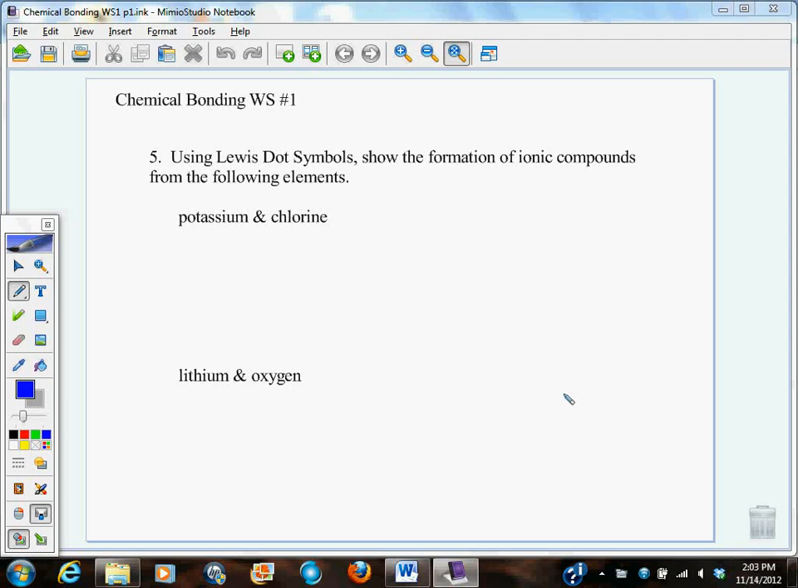First thing we need to do is show the Lewis dot structure for potassium. It has 1 electron in its outer shell. And then we have chlorine, which has 7 valence electrons. And what happens is that the 1 electron from the potassium is transferred to the chlorine.